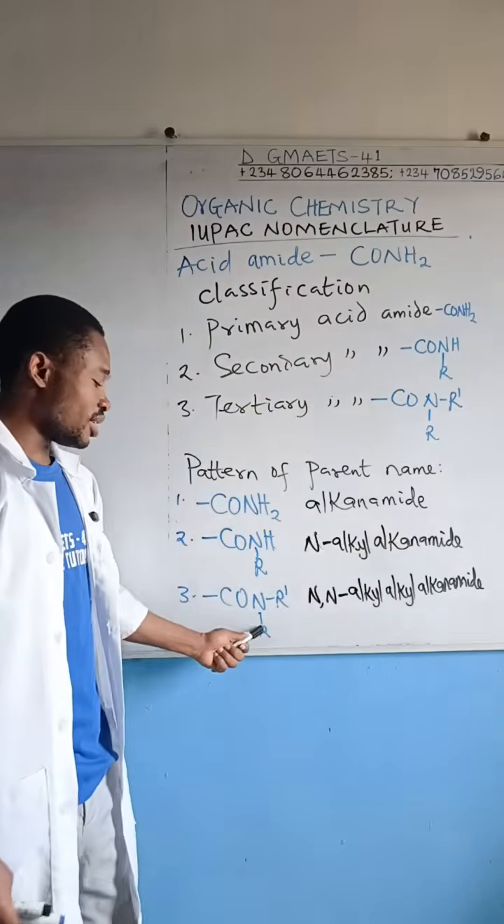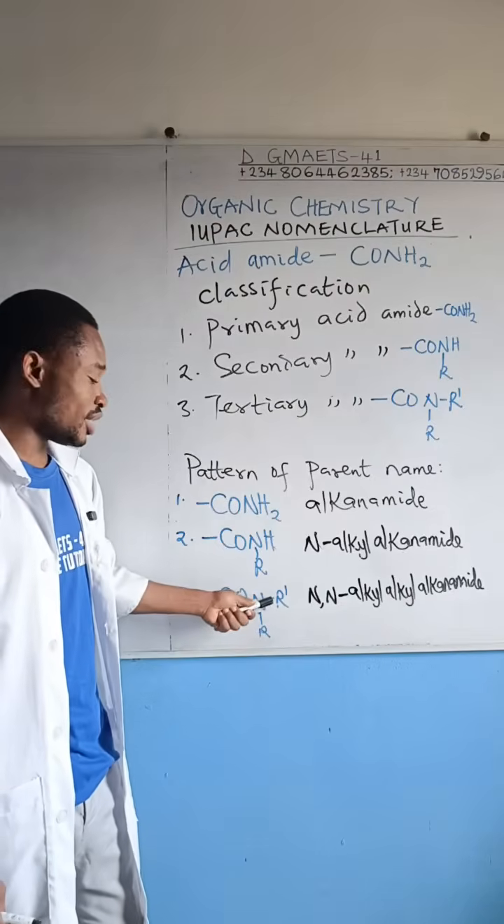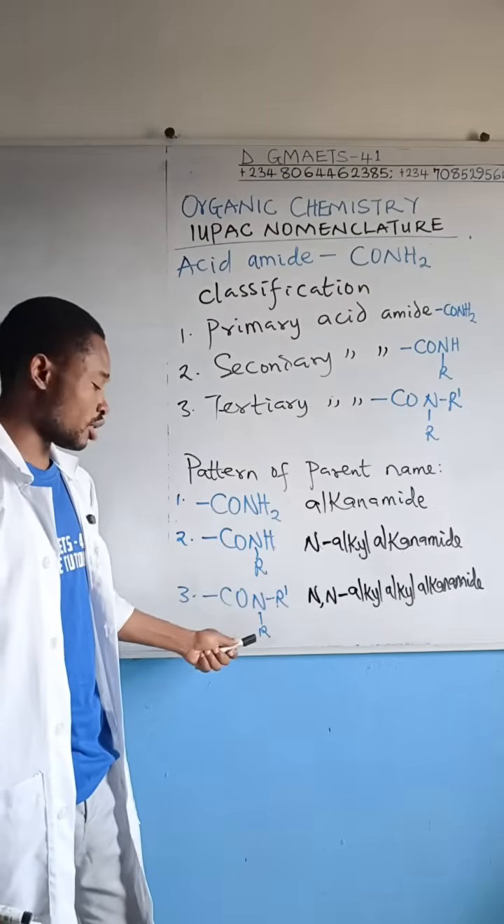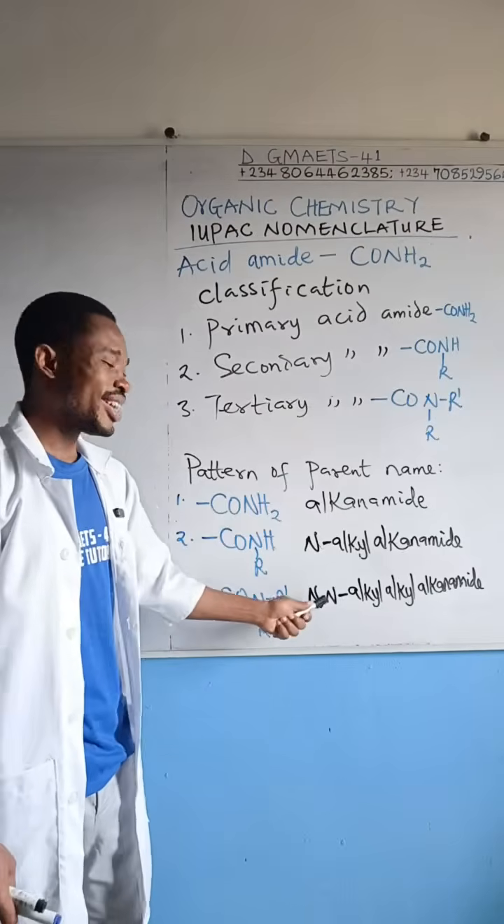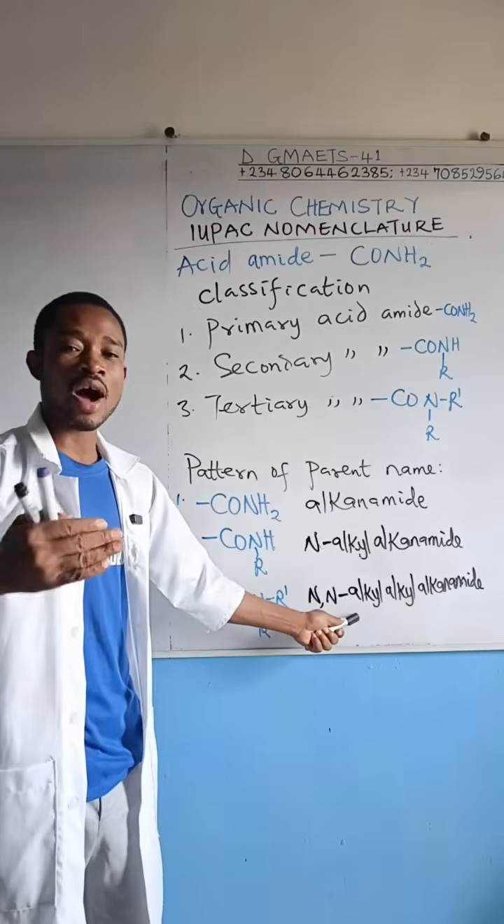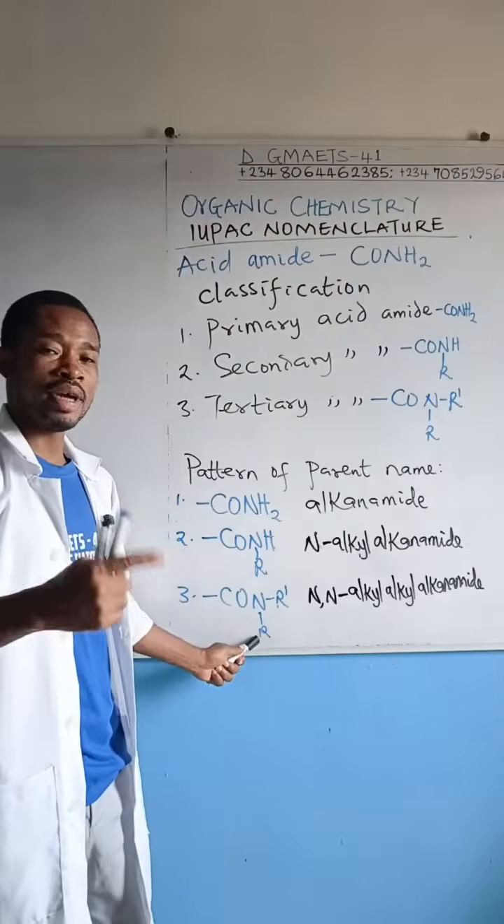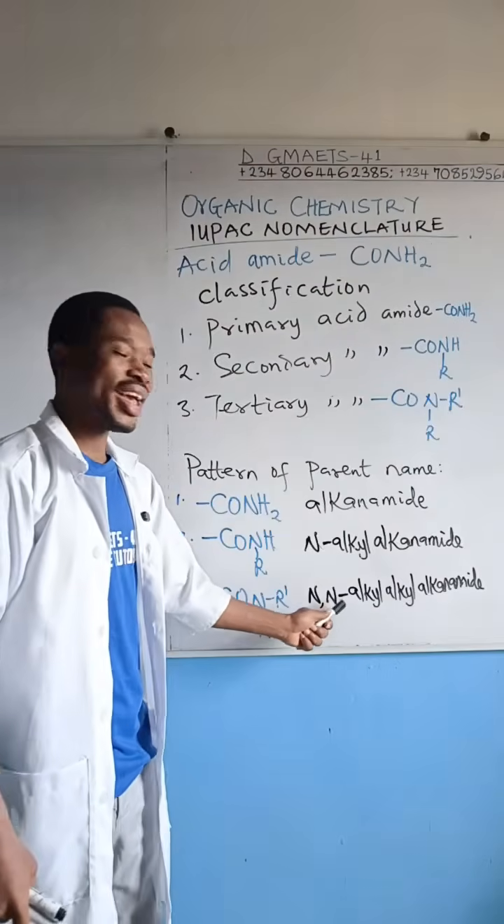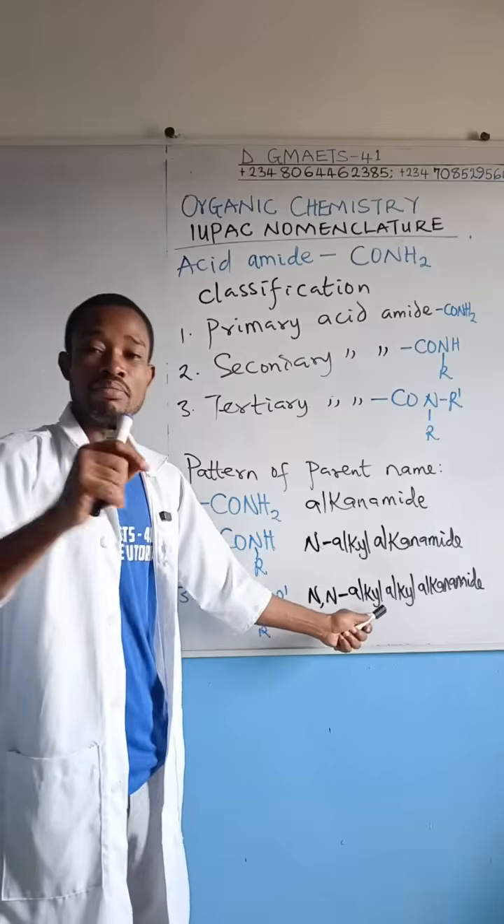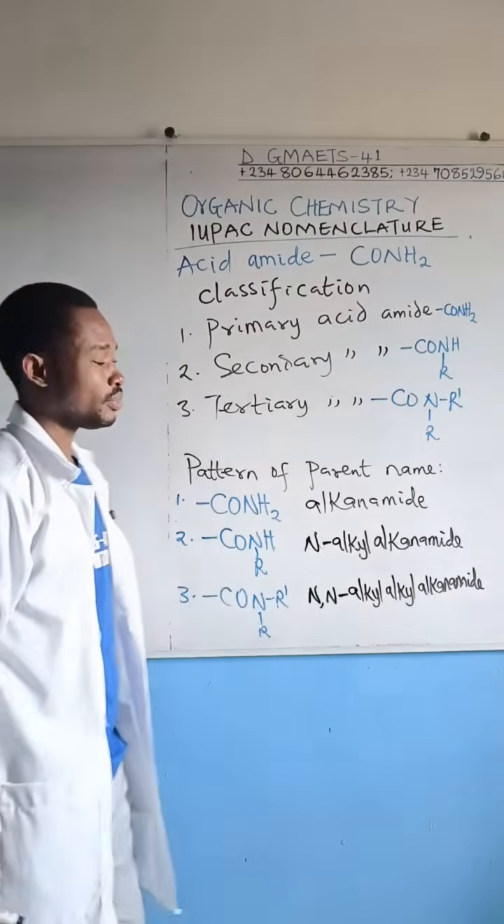But imagine that this is methyl, for example, and this one is ethyl, 2 carbon atoms, 1 carbon atom. It will be N,N, then you follow alphabetization. Ethyl will be mentioned before methyl. It will be N-ethyl-N-methyl alkanamide.